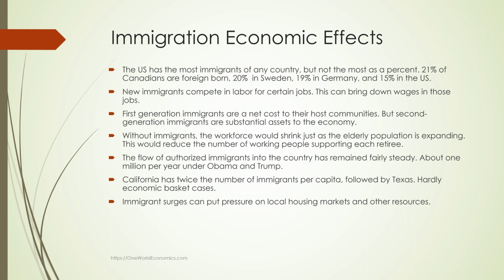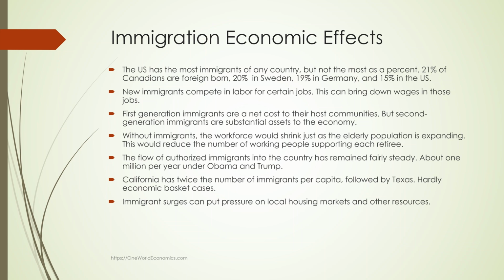The flow of authorized immigrants into the country has remained fairly steady. The immigration laws were set back in the 1960s, in 1965, and by right, immigration is usually related to family members and that sort of thing. And those rules haven't changed substantially since the 1960s. So, legal immigrants or authorized immigrants, there are about 1 million a year coming in.